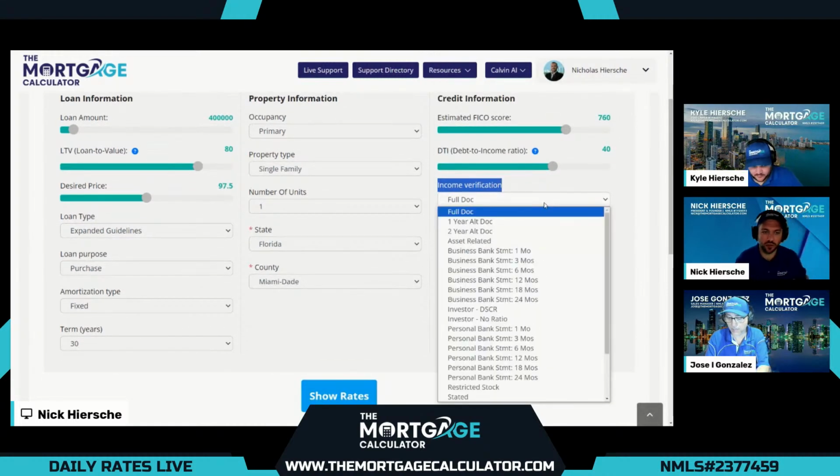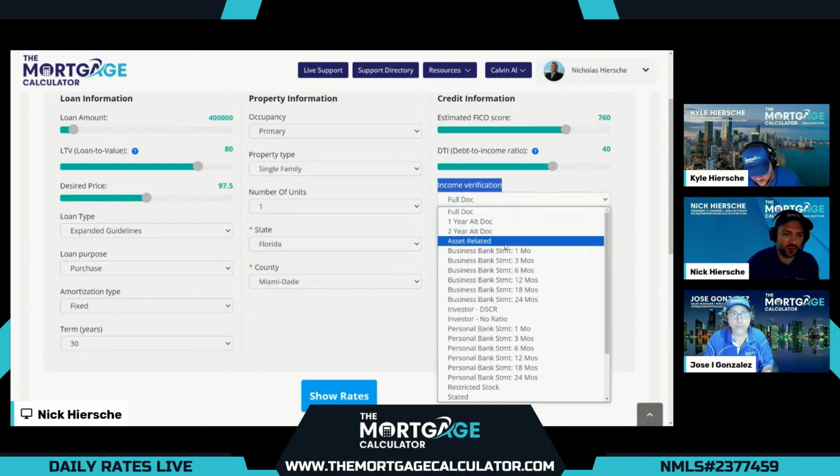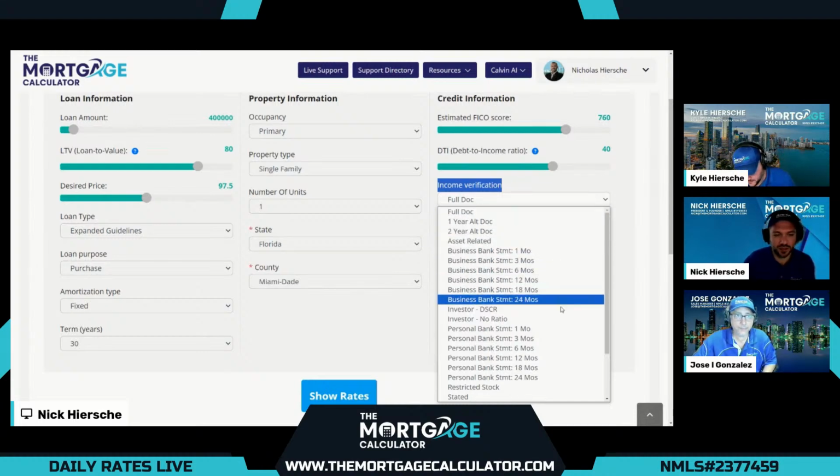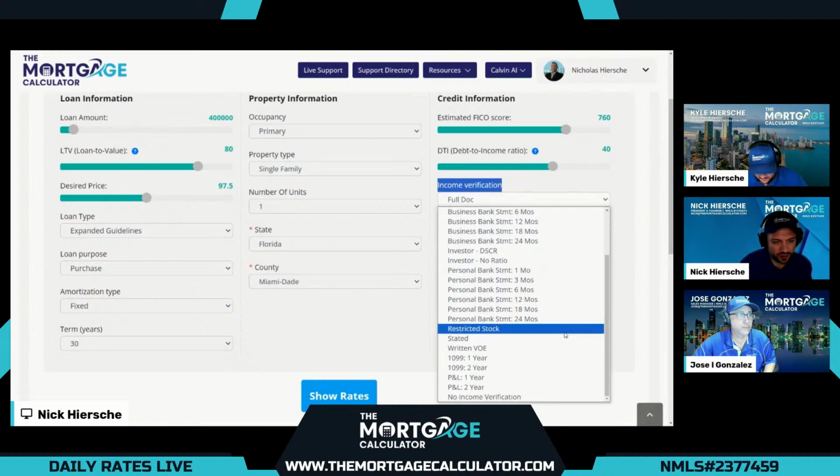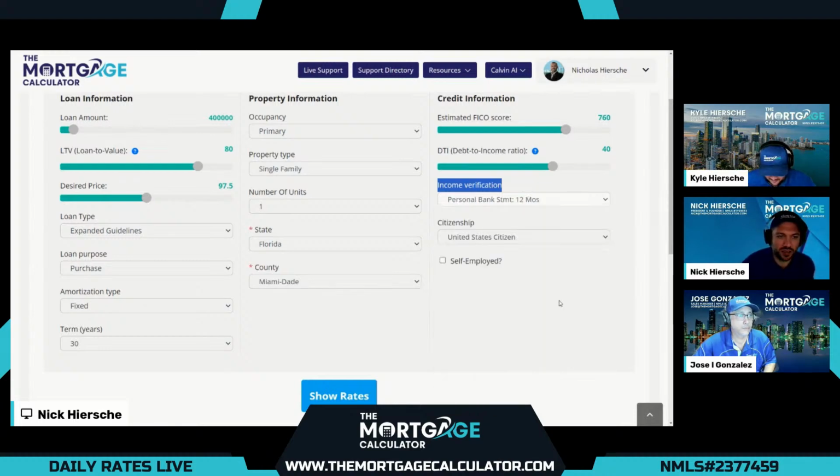If our customer doesn't qualify using full doc, which is 2 years of tax returns, which is what's required for all of the FHA and conventional loans, we would want to use an alternative. So we have asset-related programs, business bank statement programs. The investor programs are just for investment properties. Our personal bank statement, 12 month, is the one we always use for the demo here. That's the most popular. But we have some others as well: RSU, stated income, VOE, 1099, P&L, all kinds of options here. But the 12-month bank statement is the most popular, and that's the most popular for our self-employed borrowers.